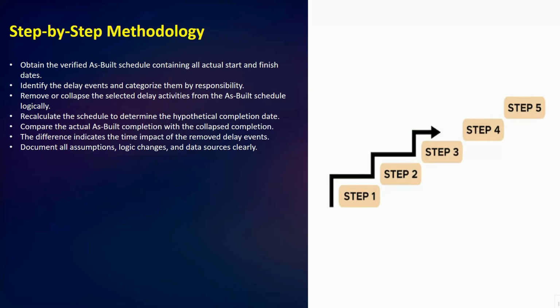Okay, next we have recalculate the schedule to determine the hypothetical completion date. After removing the delays, reschedule or recalculate the network logic to determine the new but-for completion date, meaning the date the project would have finished but for those delays. Okay, next we compare the actual as-built completion with the collapsed completion.